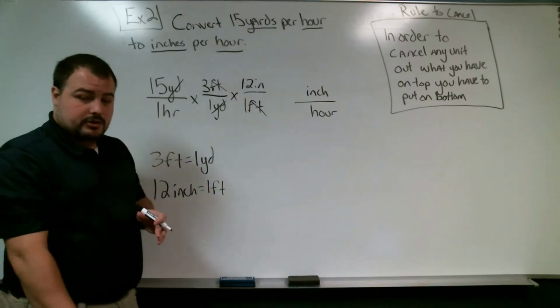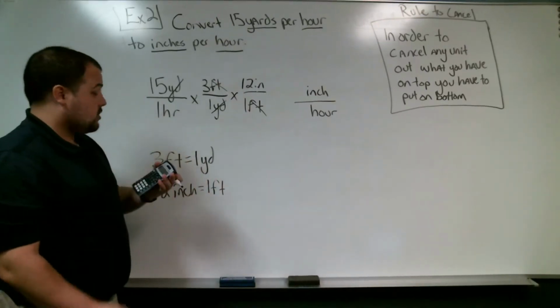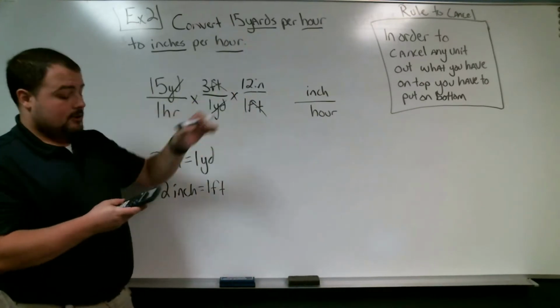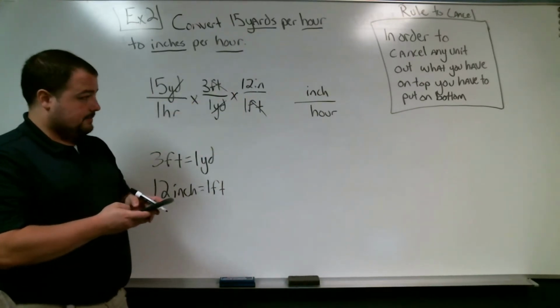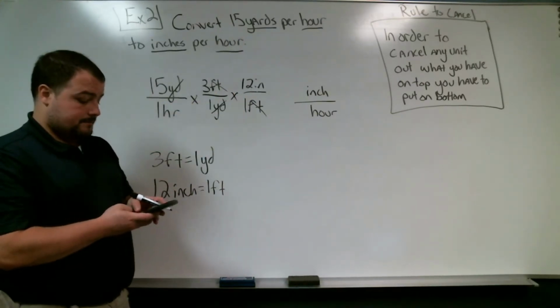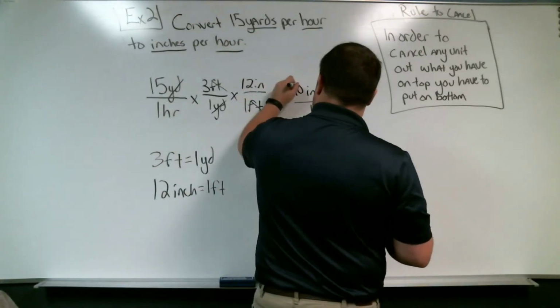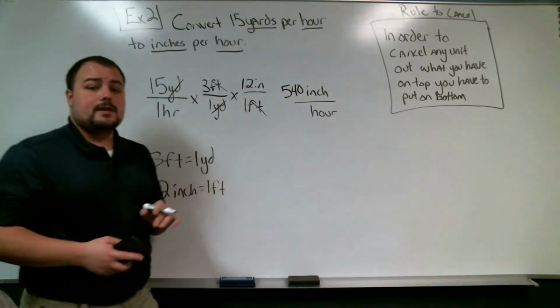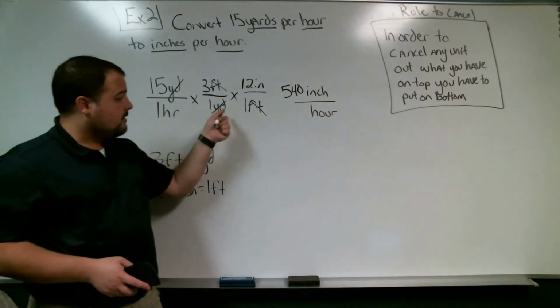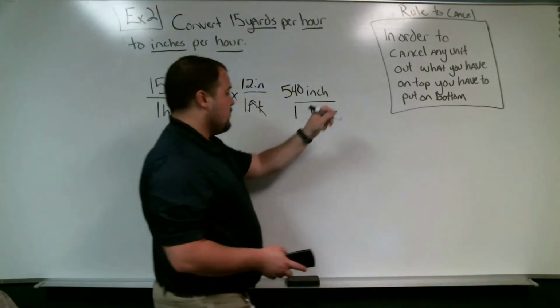Now we're actually going to multiply. I'm going to use a calculator to multiply. We multiply everything on the top. 15 times 3 times 12 equals 540. And then we multiply everything on bottom. 1 times 1 times 1 equals 1 hour.